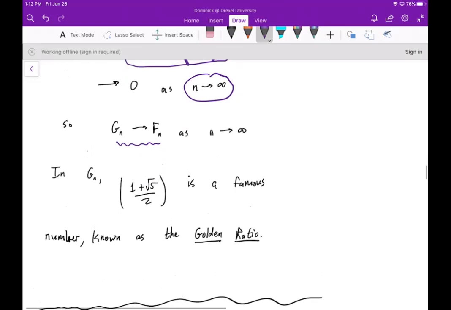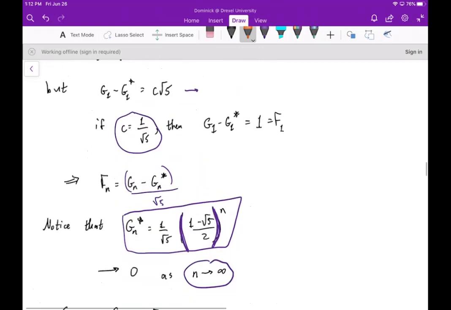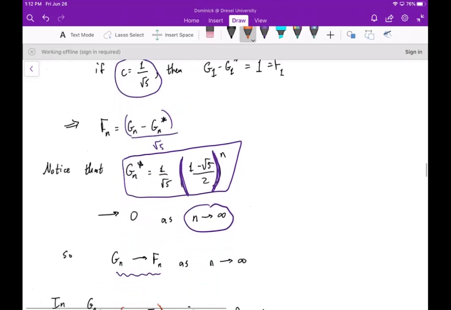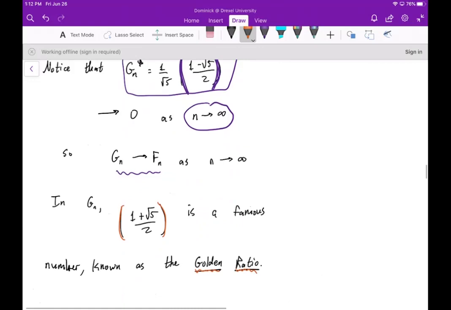And of course, the base of g sub n, 1 plus square root of 5 over 2, is a famous number known as the golden ratio. If you end up taking a number theory course, you'll probably spend a good amount of time talking about the golden ratio. But that concludes the proof for the Fibonacci numbers here.